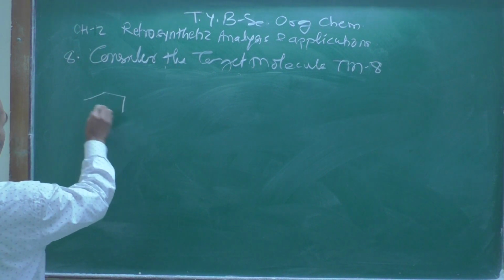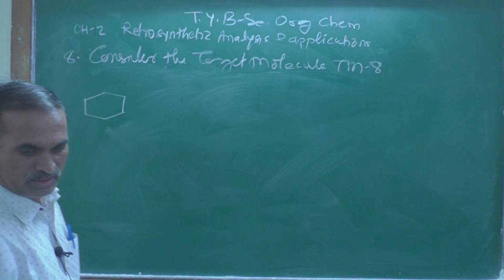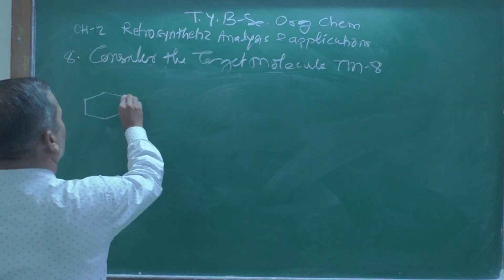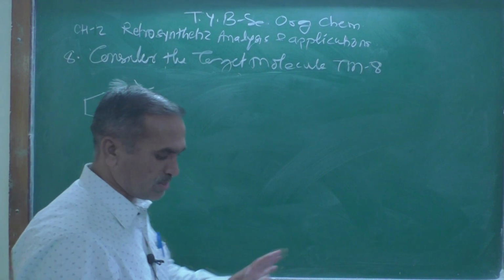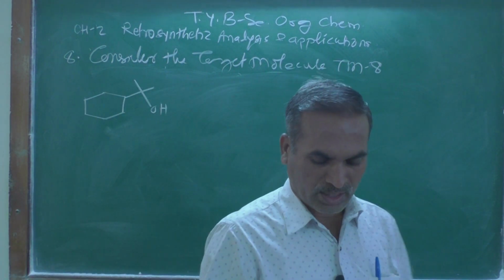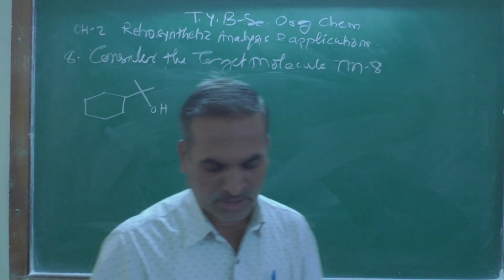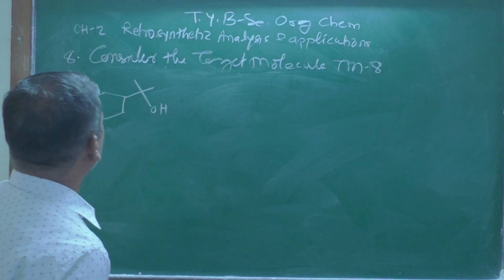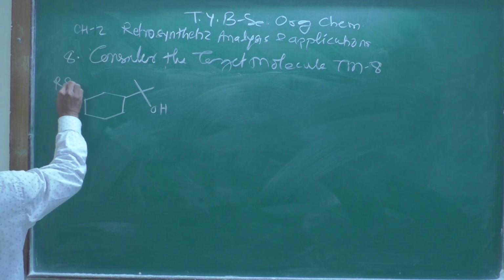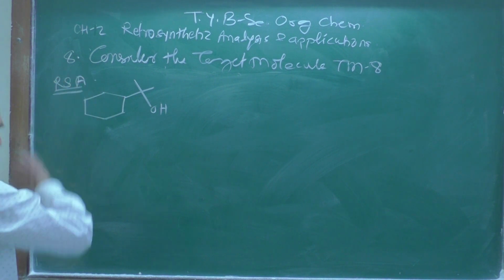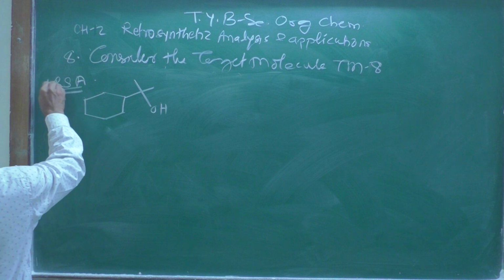Here I am writing this type of compound, and here generally this type of OH, right? This is our target molecule. What are the things to observe in the target molecule? This is the target molecule, right? First thing is a retrosynthetic analysis. Do the retrosynthetic analysis. This is the first part.